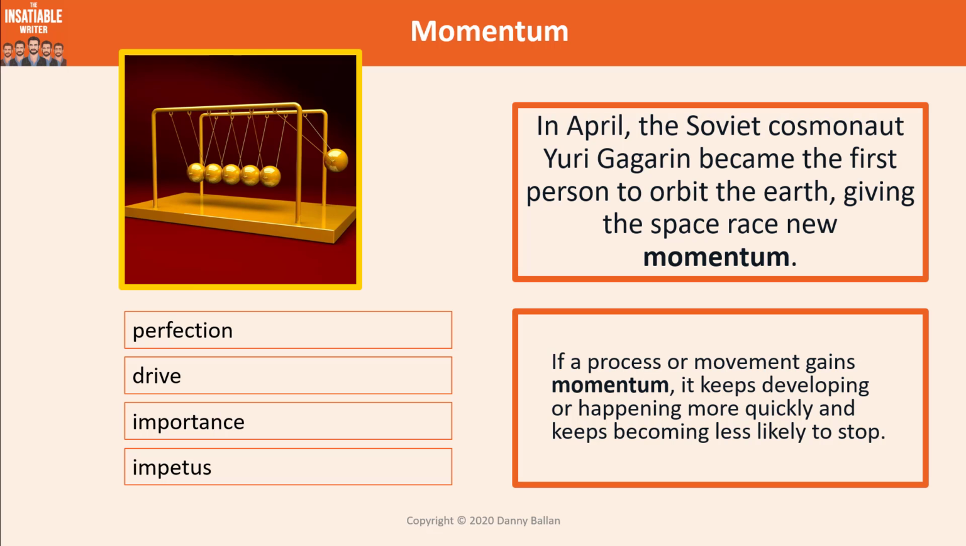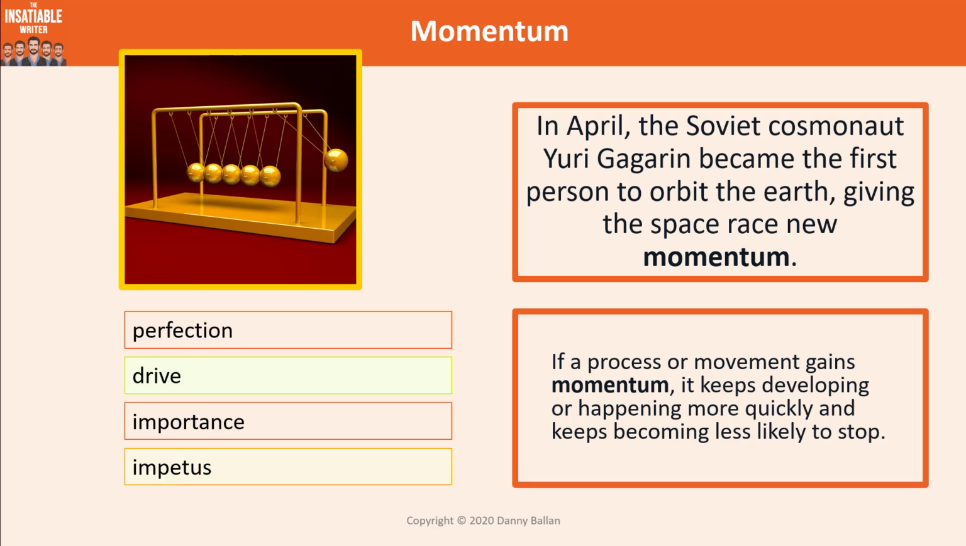So back to the words I just gave you, it's definitely not perfection. Drive, it is close. We can say it gave it a new drive. Or impetus, which is the same meaning as momentum, but not importance, not exactly importance. Momentum is sometimes important and sometimes it's not. We're just describing this drive, this thing that started developing and happening more quickly and it's not likely to stop.